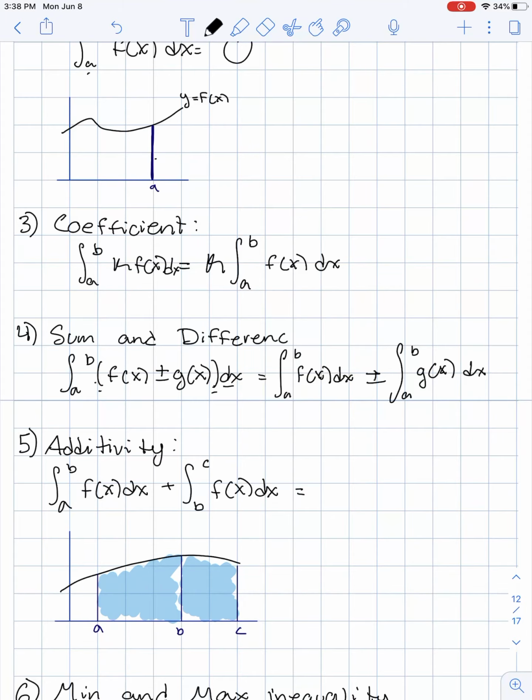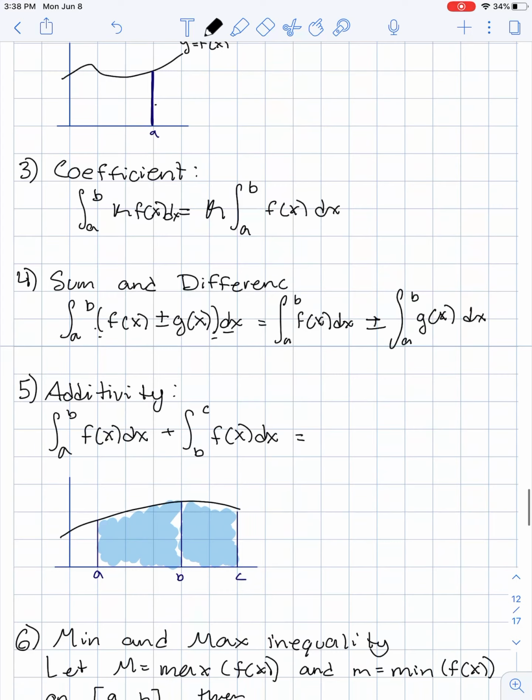Additivity is a really interesting one as well. Say we have the same integrand, f of x dx, in each integral, and one's going from a to b, and the other one's going from b to c. Below, we can see that I'm just taking the area of the left plus the area of the right. Well, I can just take the area of the whole thing, so we combine the bounds and do the integral from a to c of f of x dx. This only works if these two bounds match.